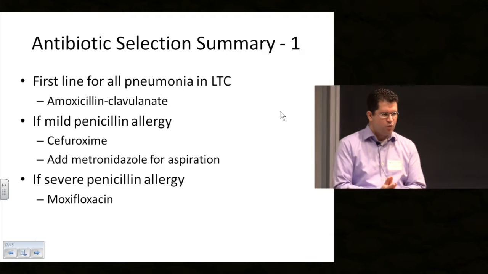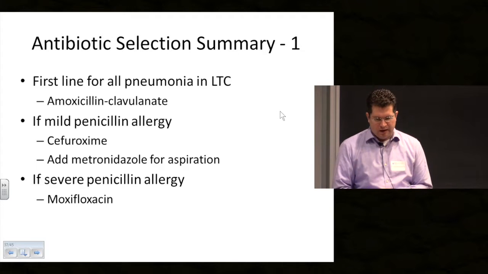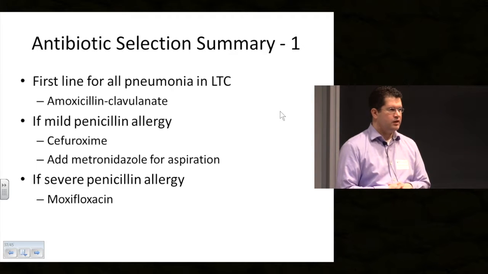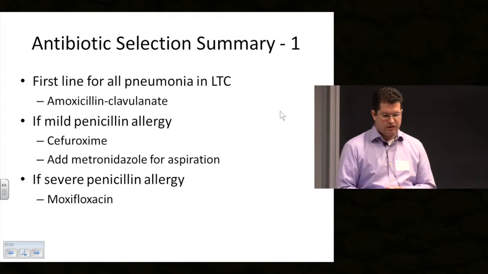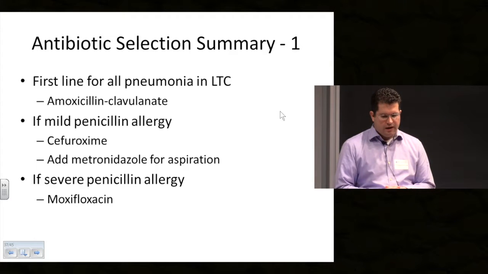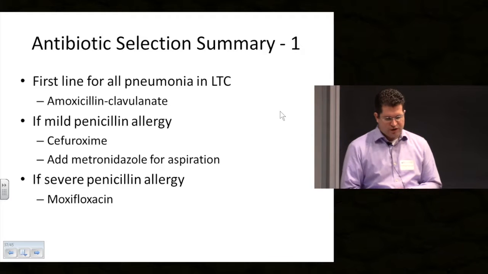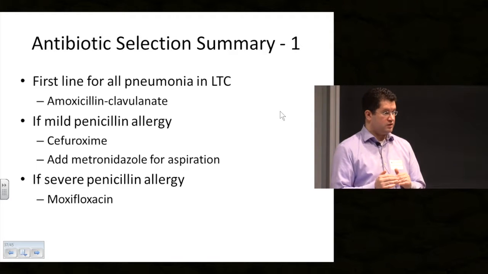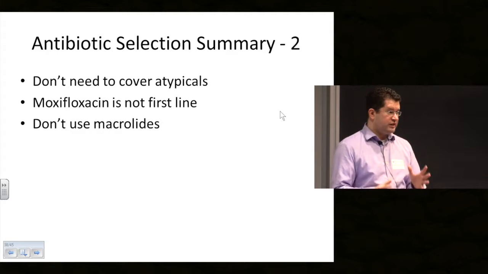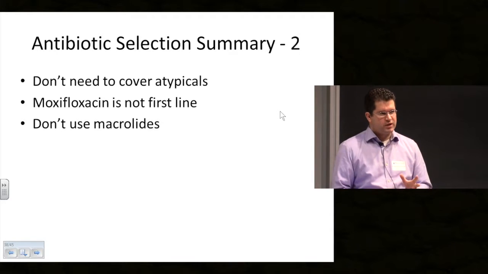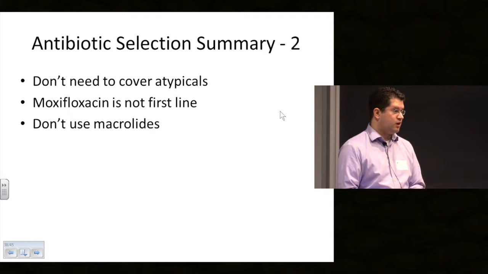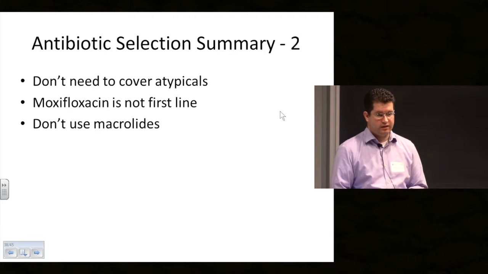So to summarize what antibiotics to pick, the first line for all pneumonia in long-term care is amoxicillin clavulanate. This covers pretty much everything that you need. If they have a mild penicillin allergy, you can use cefuroxime, but remember, it doesn't cover everything for aspiration. And if they have a severe penicillin allergy, moxifloxacin. So moxifloxacin is fairly far down the list. You don't generally need to cover atypicals, although always question whether it could be TB. And remember, moxifloxacin is not first line, and the macrolides are really not that useful in this setting.